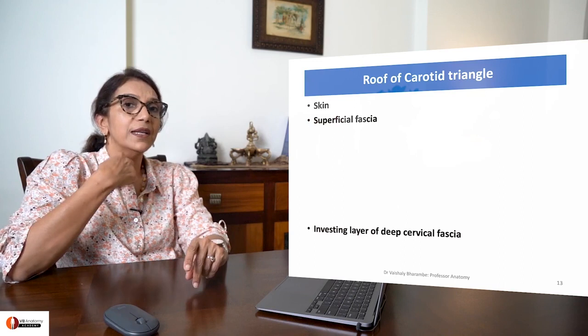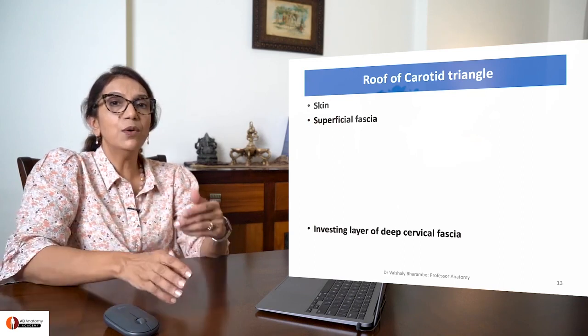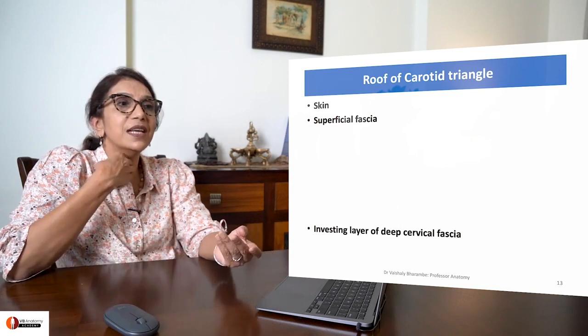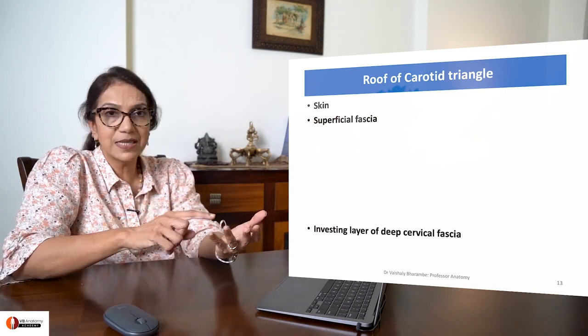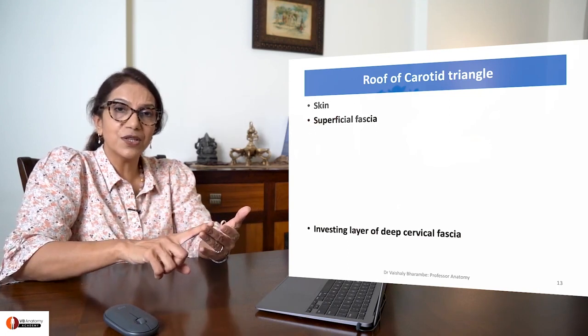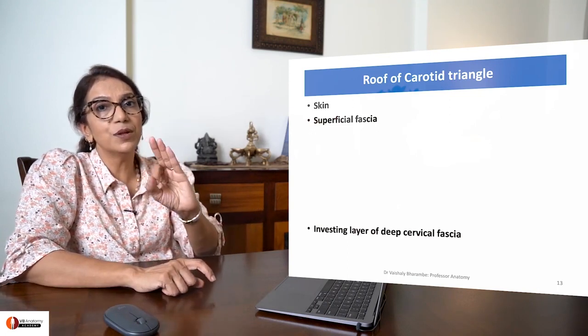We've got a triangle in the neck. We've got the boundaries. Now cover it up with a roof. What is the roof that you see when you're dissecting the cadaver? The first thing you see is skin. Then you see the superficial fascia. Then you see the deep fascia. So these three structures form the roof.